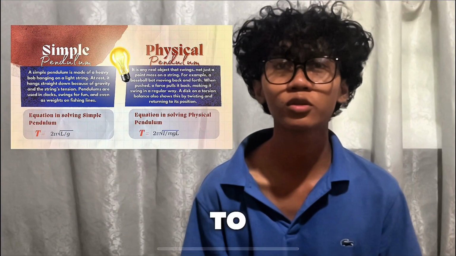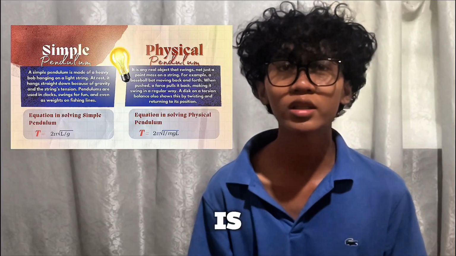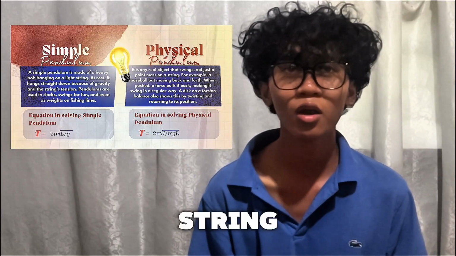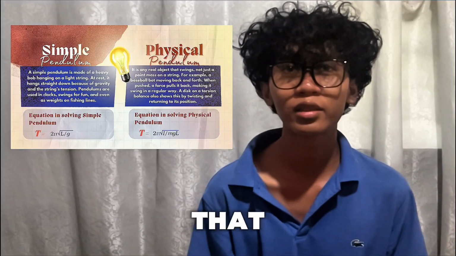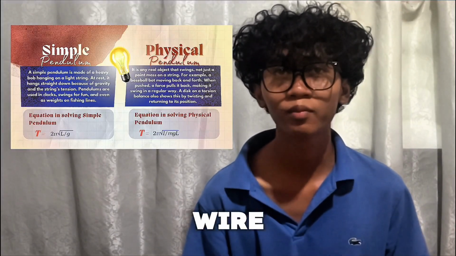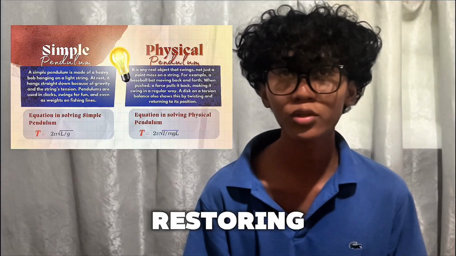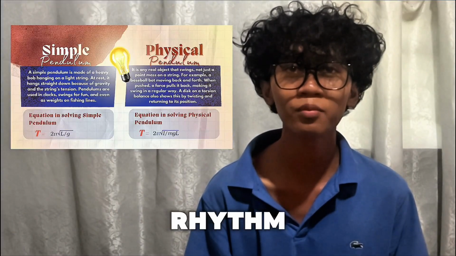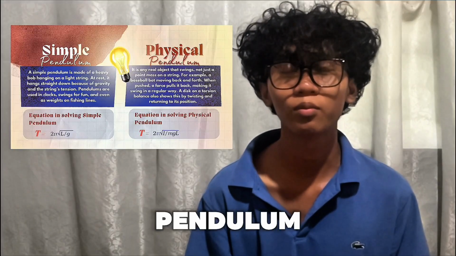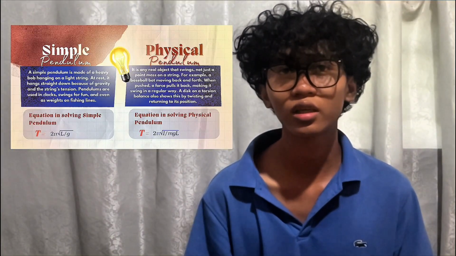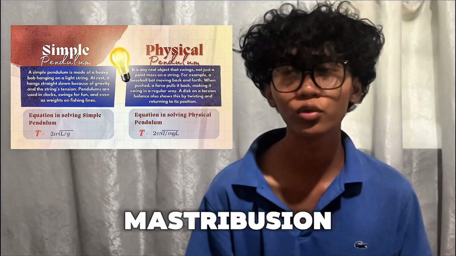Now let's move on to the physical pendulum. This one is any real object that swings, not just a small mass on a string. For example, a baseball bat that swings back and forth, or a disc twisting on a wire. When you push it back, a restoring force pulls it back, causing it to swing in a regular rhythm, just like a simple pendulum. Pero mas realistic kasi siya kasi may shape at mass distribution siya.